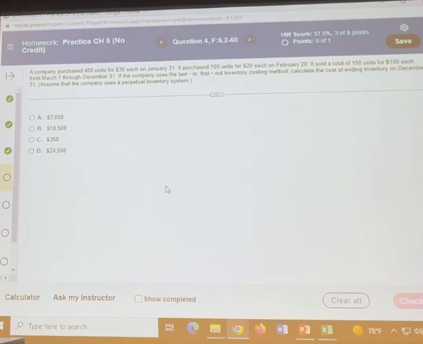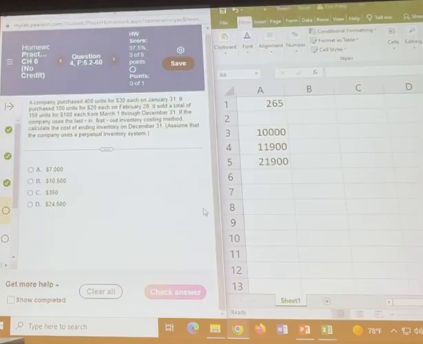Here's another one that involves some computations, I think. So they purchased 400 units on January 31st. They purchased 100 units on February 28th. They sold 150 units between March and December. They used last in, first out. We're supposed to calculate the cost of ending inventory on December 31st.